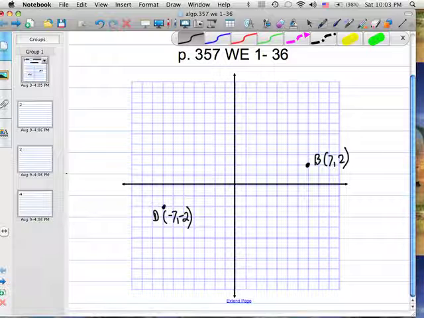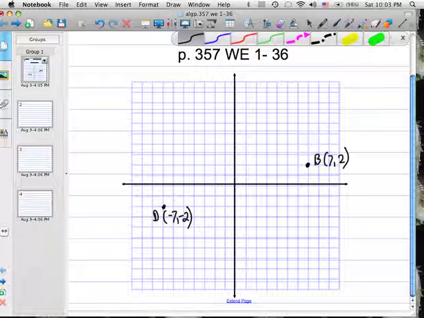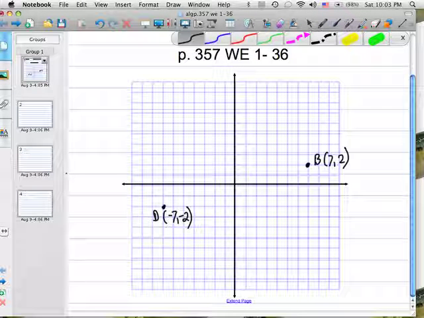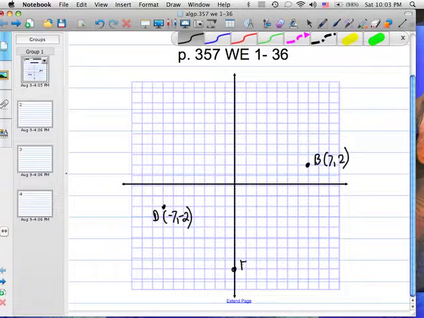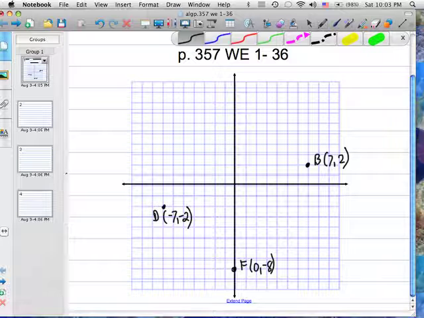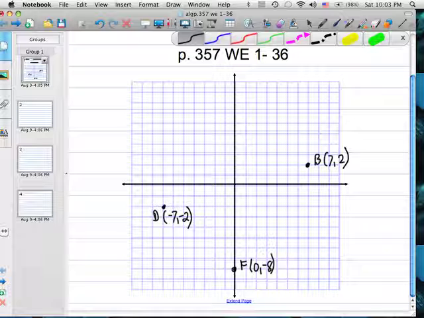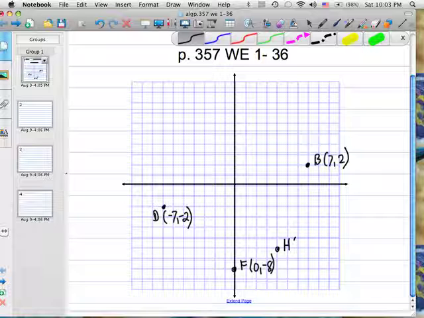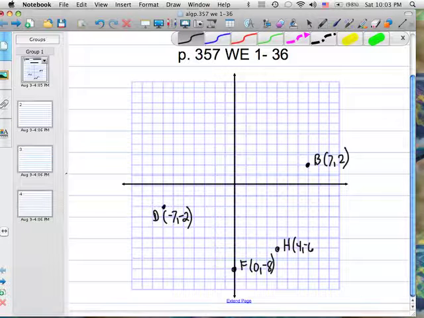Number 6 is point F. It's 0, so it's on an axis, and Y is -8. So we go 8 down, 2, 4, 6, 8. And this is F, 0, -8. Number 8, point H, 4, -6, 4 to the right, and 6 down. And that's H, 4, -6.